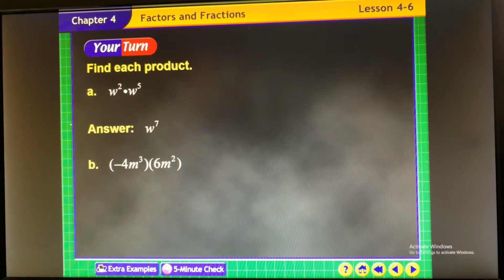Go ahead and pause it and try these. W to the 7th and then negative 24, M to the 5th.